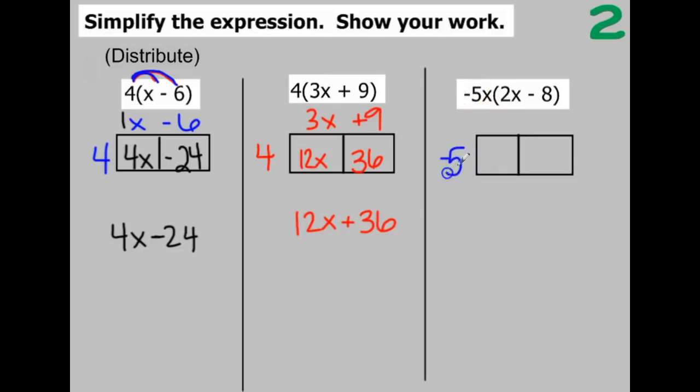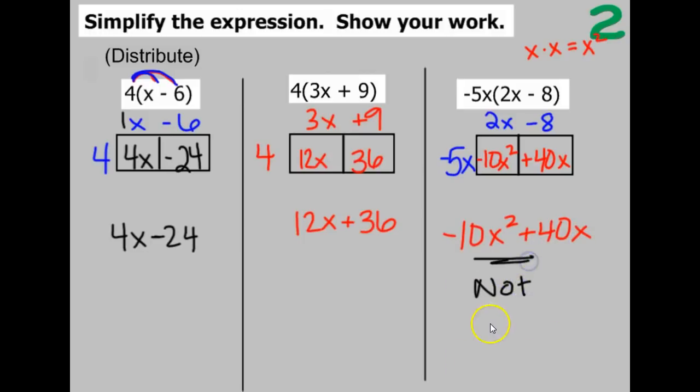And the last one out front, we have negative 5x multiplied by 2x minus 8. So negative 5 times 2 is negative 10. X times x, remember, is x to the power of 2, or x squared. And then last, negative times a negative makes a positive. 8 times 5 is 40, and there's an x. So negative 10x squared plus 40x. Do not combine them. Okay? This is our answer. This is power of 2. This is only 1, so you cannot combine them. We normally just don't put that power of 1 on there.